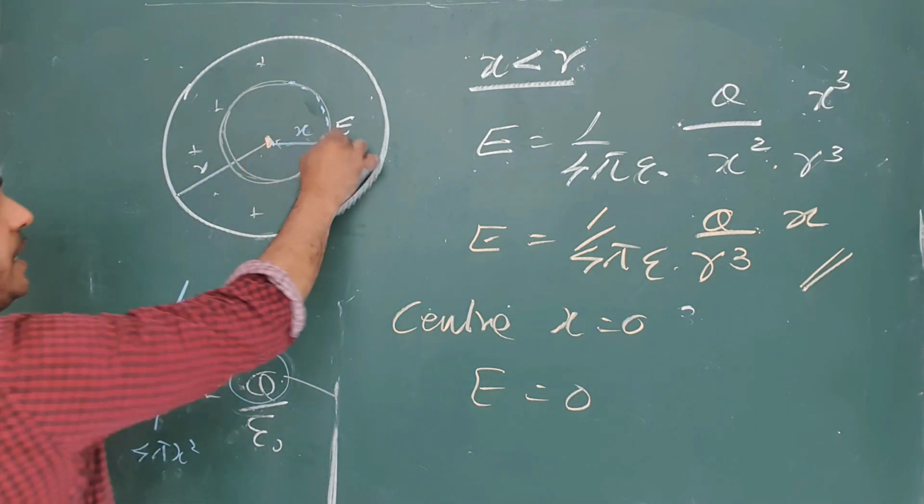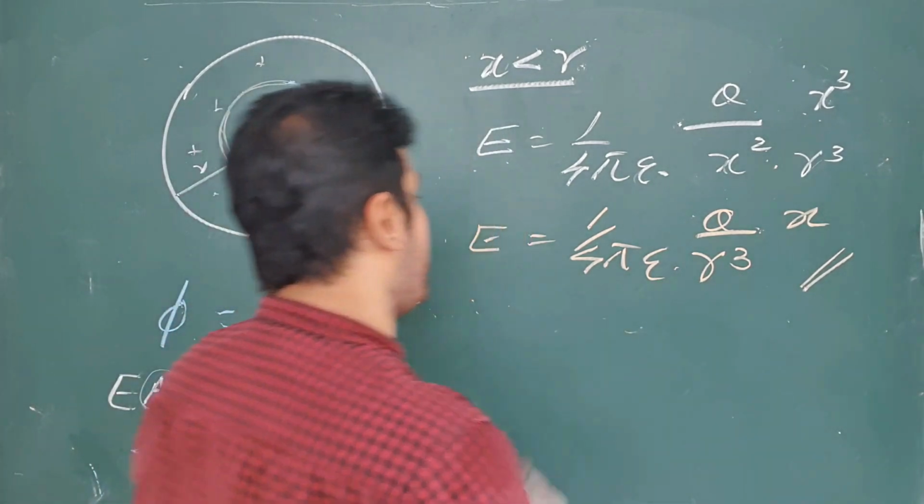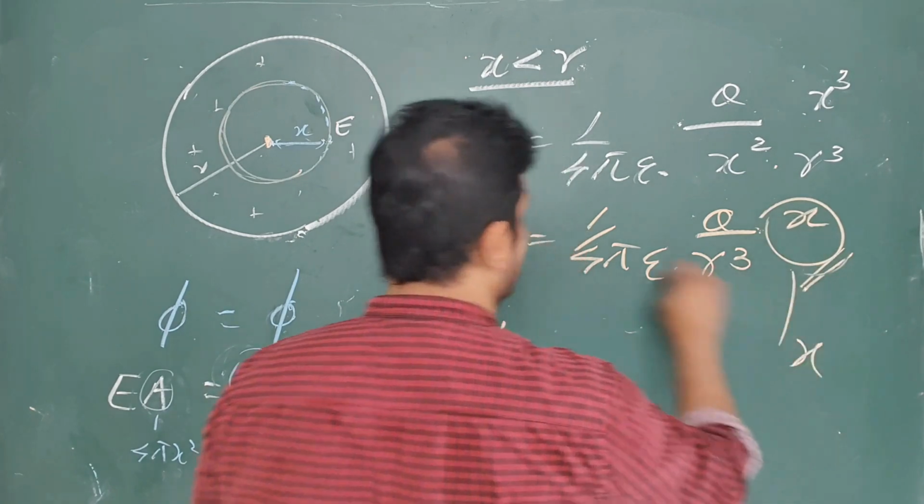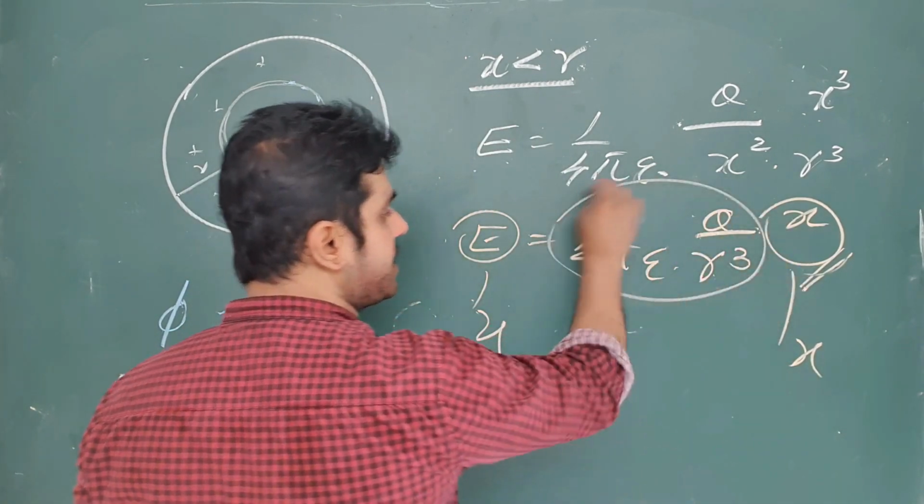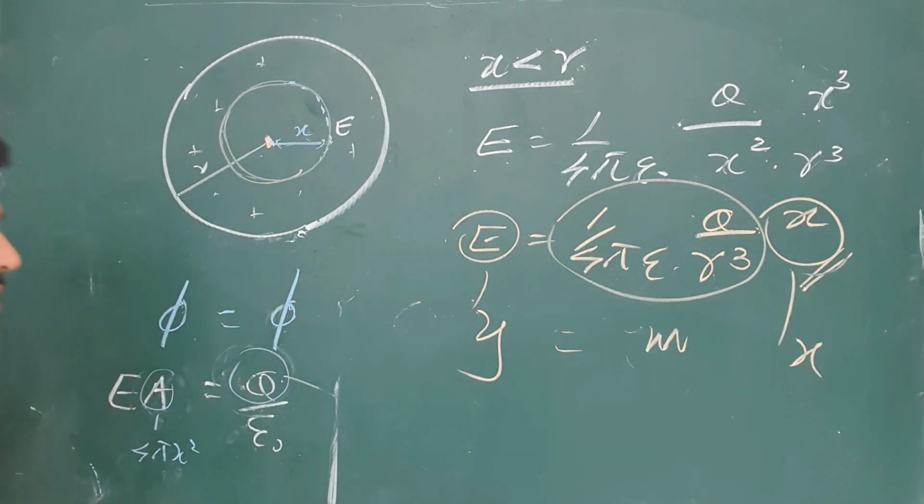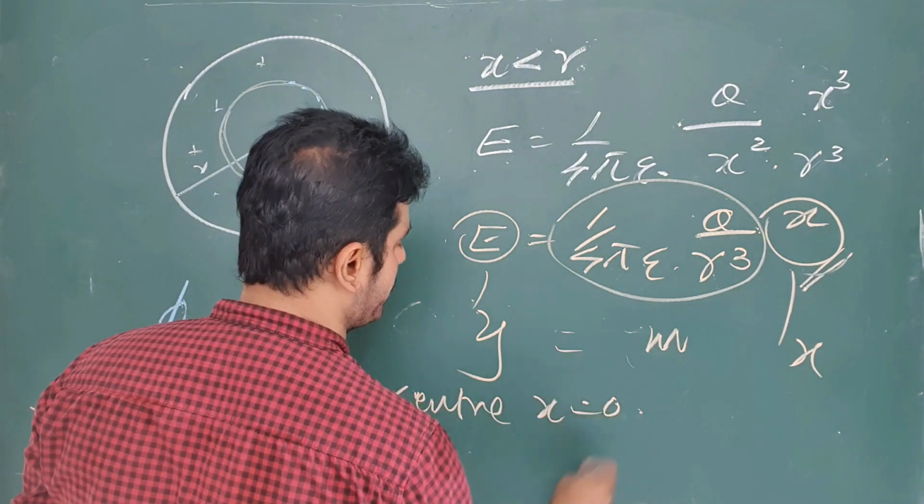Just after the center, the value undergoes y equals mx. This is y and this is distance, this is x. That whole charge is constant, the radius of the glass sphere is constant. This is y equals mx. At the center x equals 0, so E equals 0.